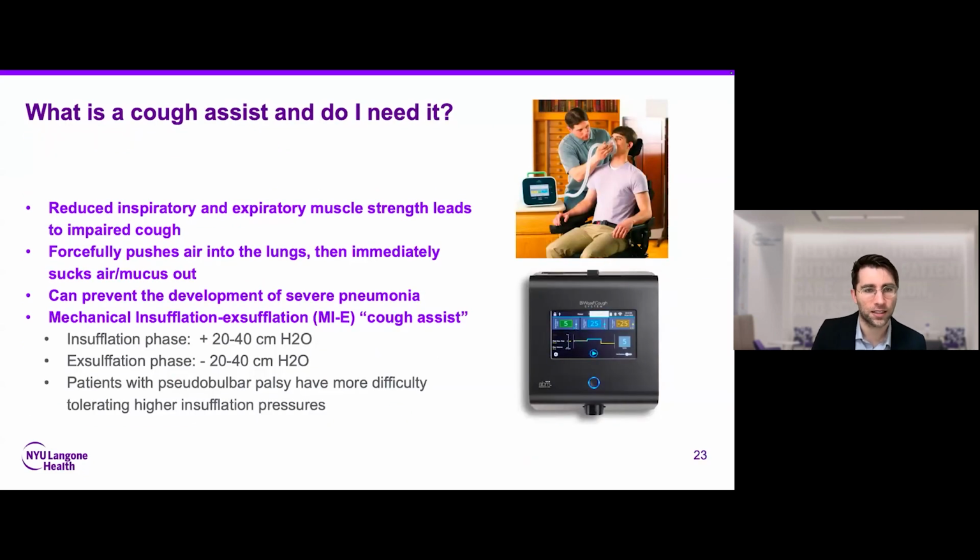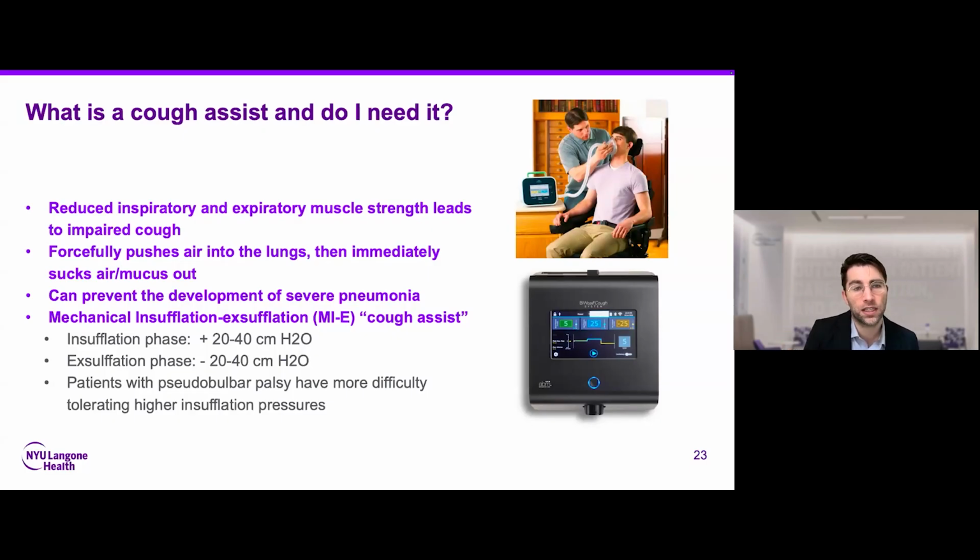So what about a cough assist? So this is the mechanical insufflation exsufflation device. And we know that as ALS affects the respiratory muscles, it impairs our cough. So a cough assist device has basically two phases. It forcefully pushes air into the lungs and then generates a negative pressure that sucks out the air and mucus.